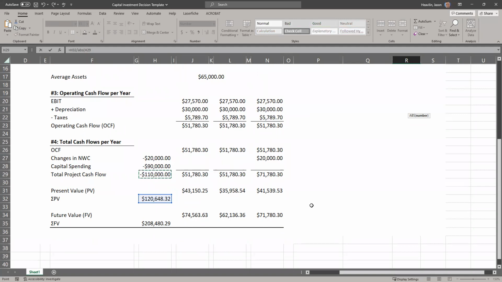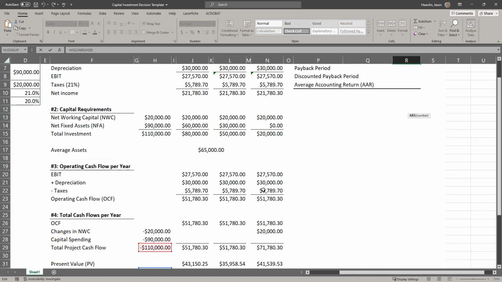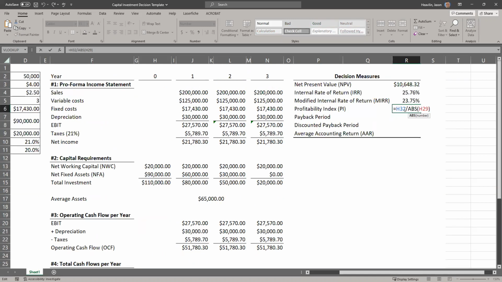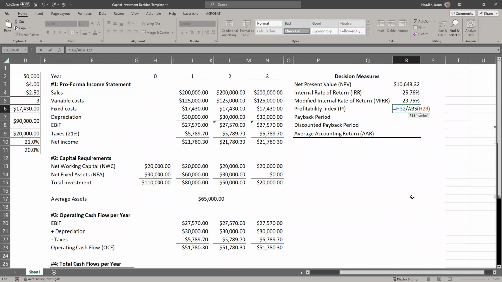of this one, number that we want. Let's take a look at that. That's the answer. Let's look at the formula. We took the present value divided by the absolute value of this one. Once again, because we need it to be positive for it to make sense. And the number is 1.097.